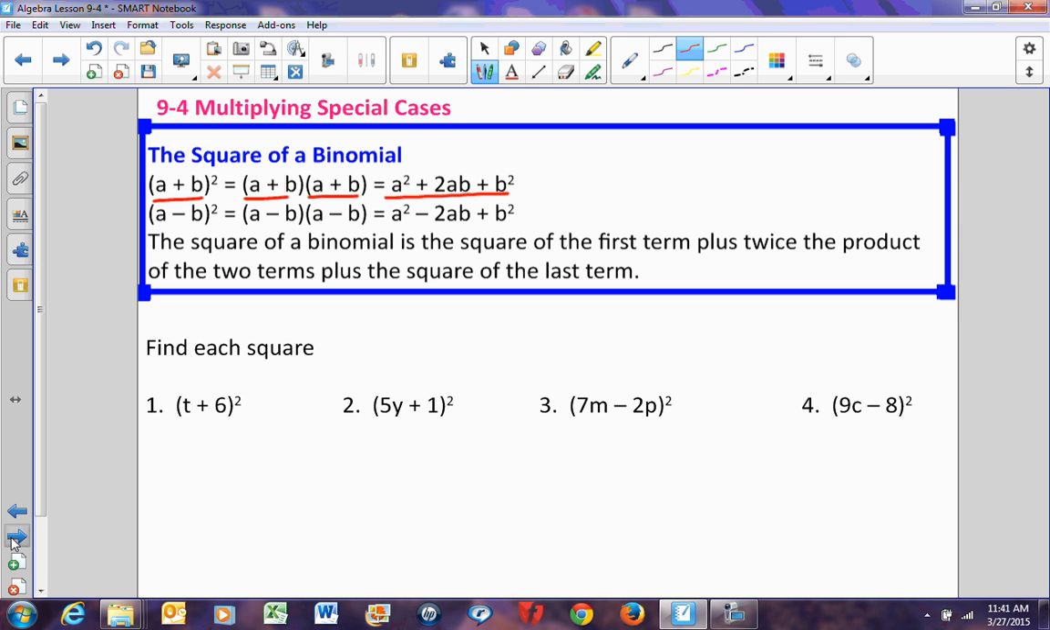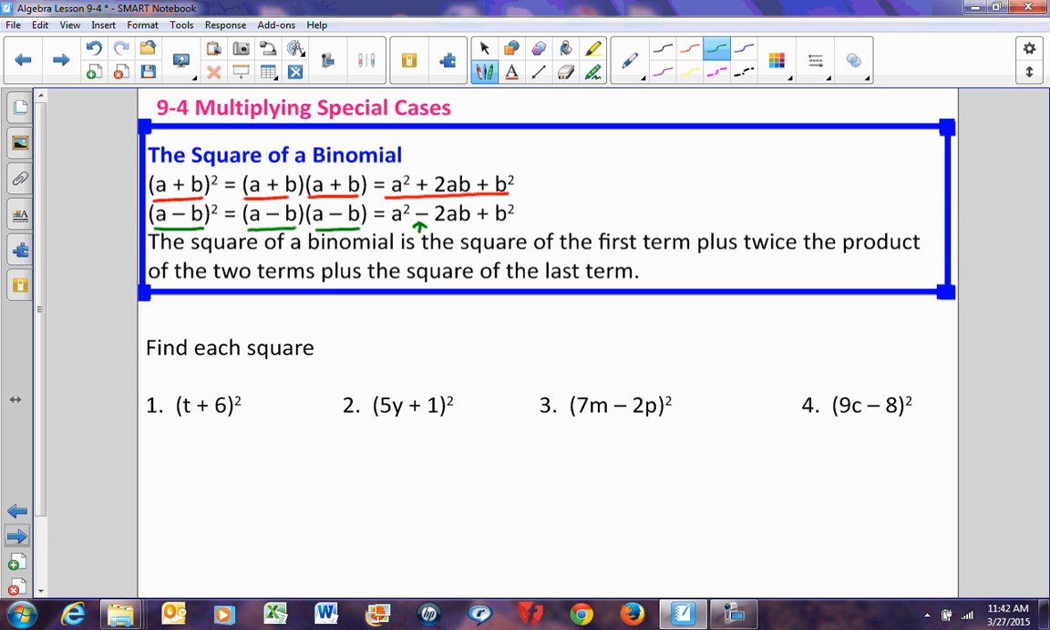If it's a minus, a minus b quantity squared, you get a minus b times a minus b. The only thing that changes is the sign right there. The square of a binomial is the square of the first term plus twice the product of the two terms plus the square of the last term.